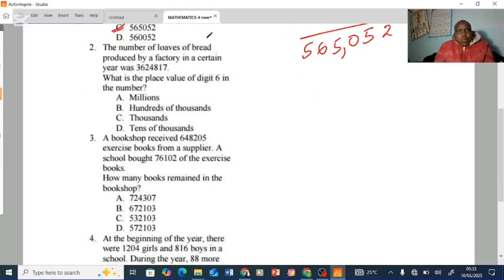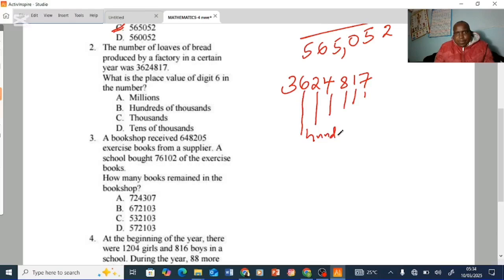The number of loaves of bread produced by a factory in a certain year was this. What is the place value of digit 6 in the number? So the place value: this is ones, tens, hundreds, thousands, ten thousands, hundred thousands. So that is hundred thousands.